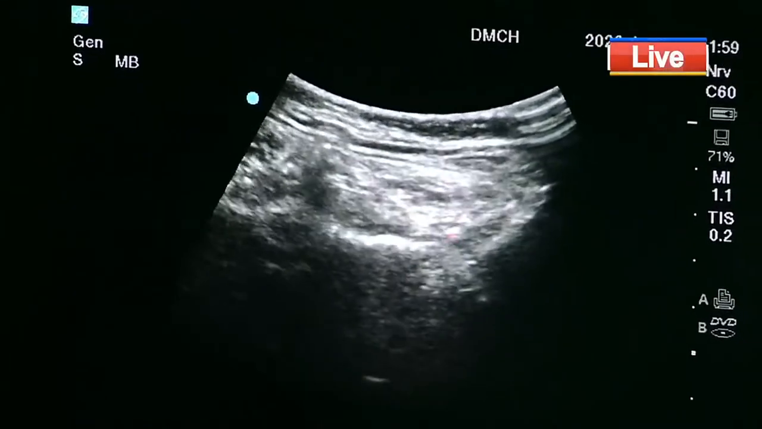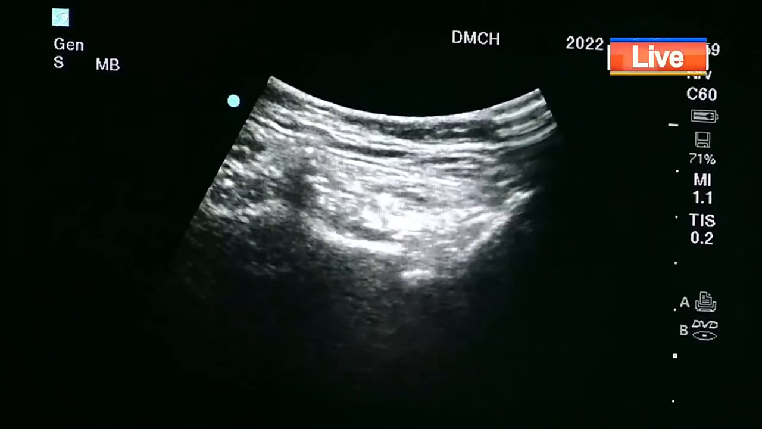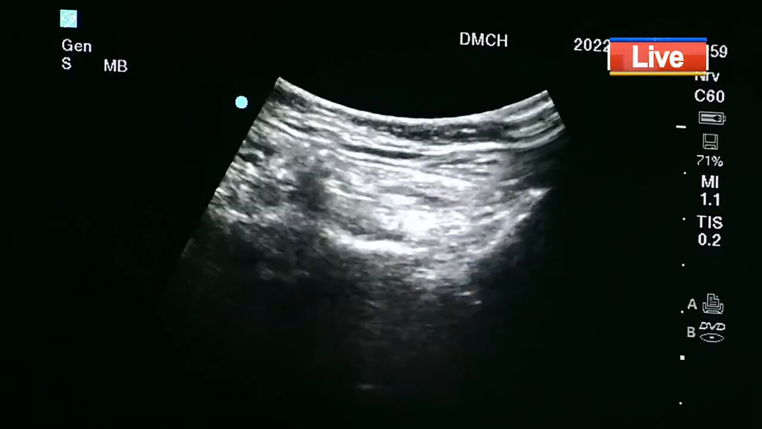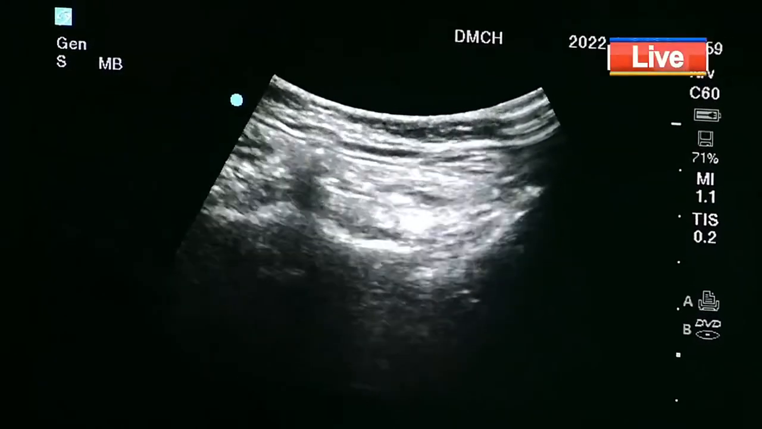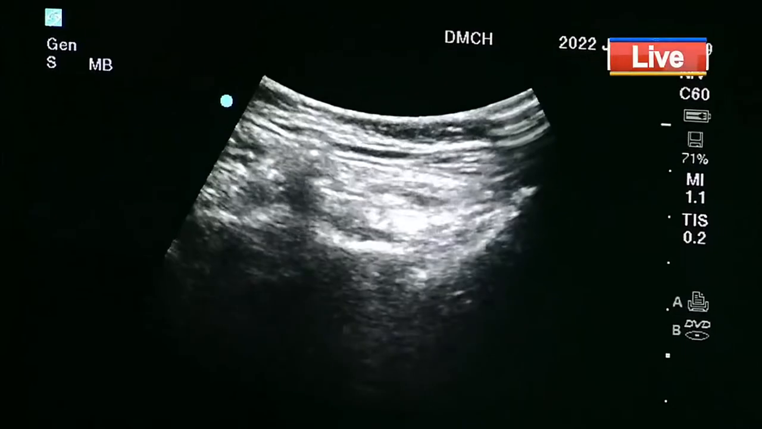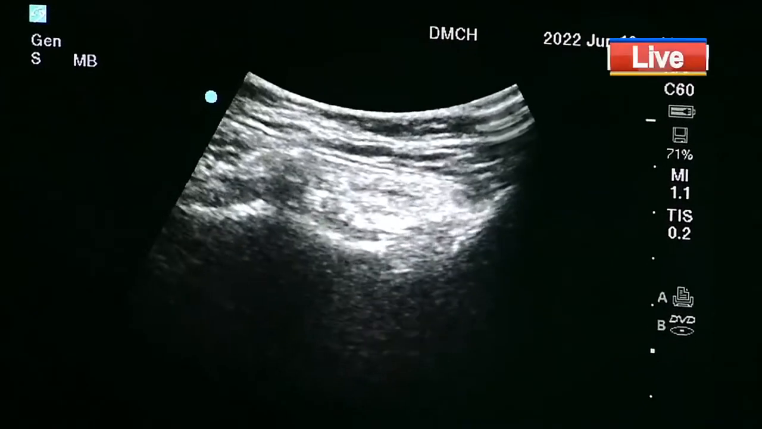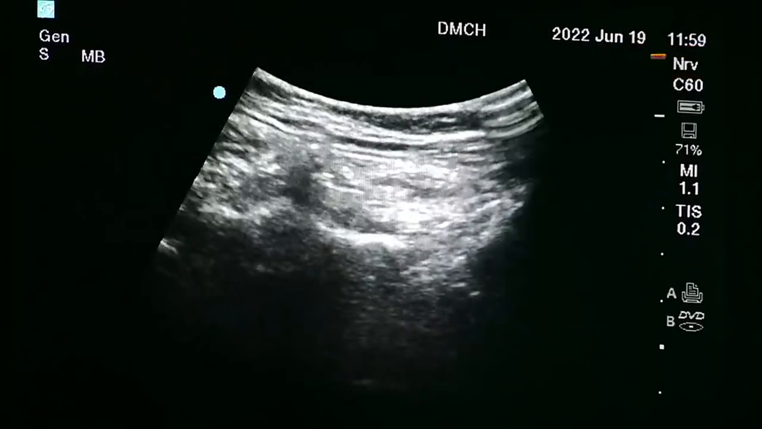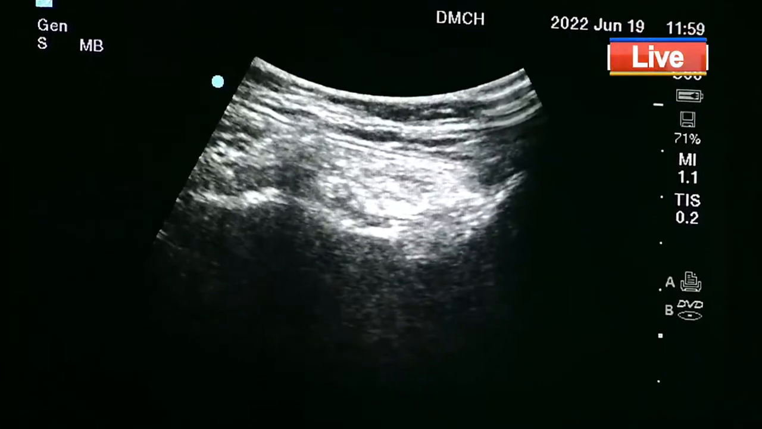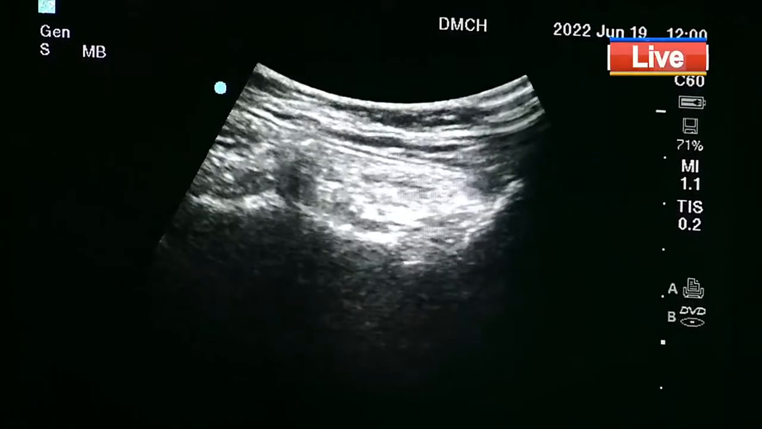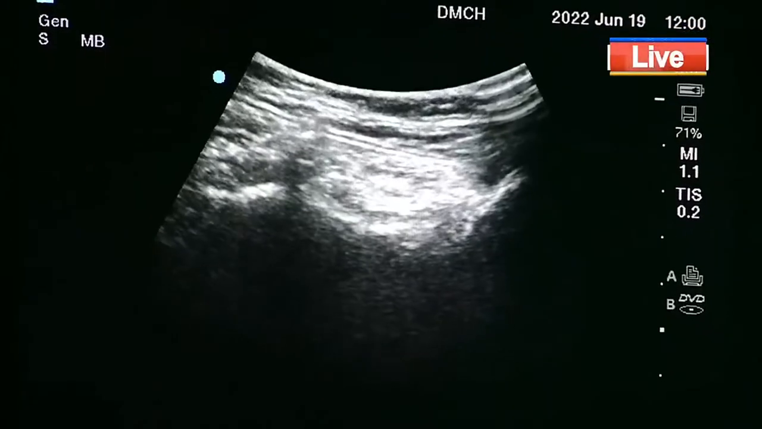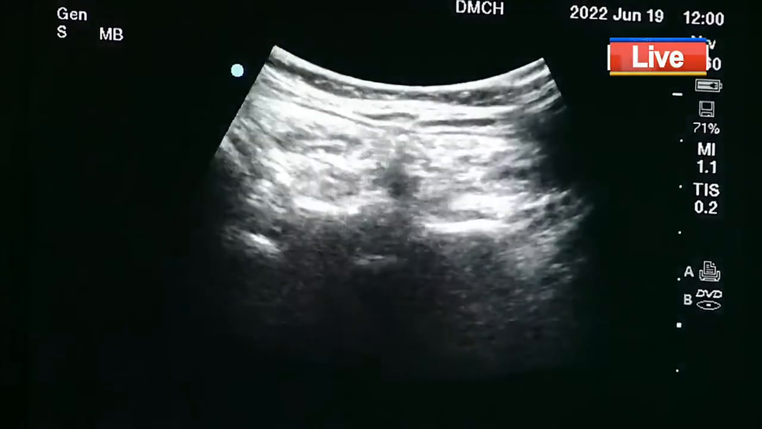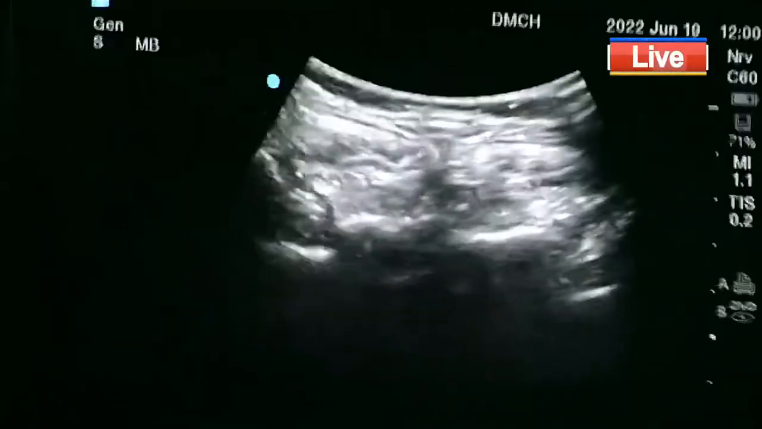So just let me make this better. Yes, so you see this white thing dropping down, and then it comes up. As soon as it comes up, that's the point where I want to start, okay? And I'm going to go in the longitudinal plane, that is in with the axis, and I'm going to give the medication there, okay? So let me just make this more clear.